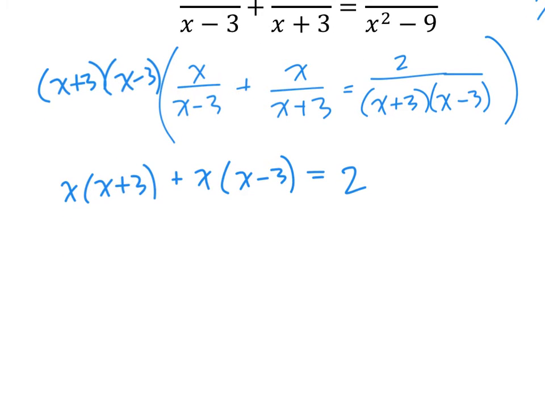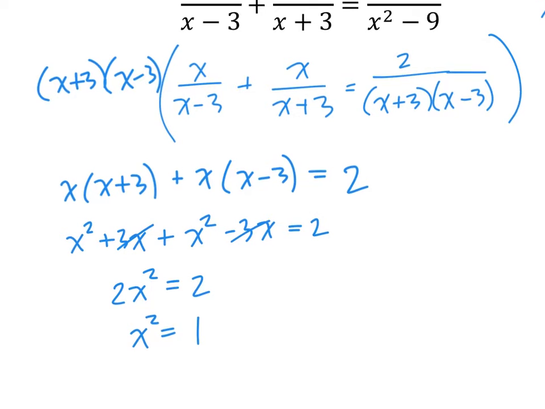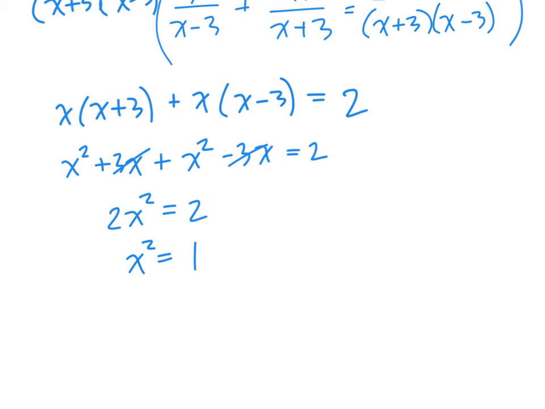It's just a straight across equation. So you want to simplify and then combine like terms, make it equal to 0, and solve. So this is going to be x squared plus 3x plus x squared minus 3x equals 2. So the 3x terms cancel, so 2x squared equals 2. Okay, what's next? Divide by 2. X squared equals 1. Yes, plus minus 1.